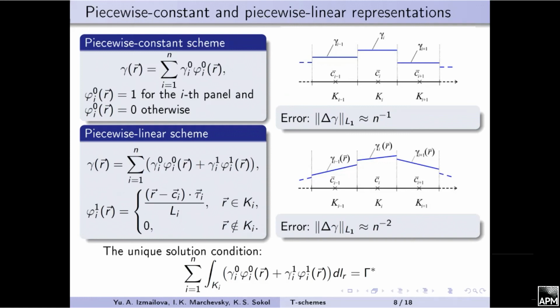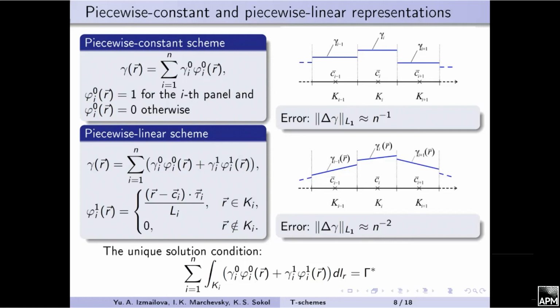In this work, the piecewise constant and piecewise linear schemes will be considered. Using the piecewise constant scheme, we assume that the solution on each panel is a constant value, so we choose basis functions as constant functions. In the case of the piecewise linear scheme, we represent the solution by a combination of piecewise constant basis functions and piecewise linear basis functions. So the solution on each panel is a linear function.